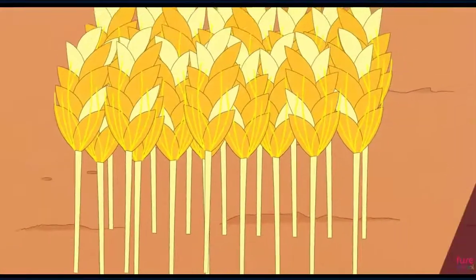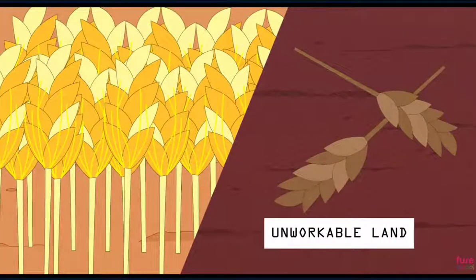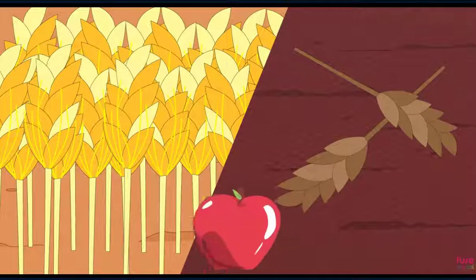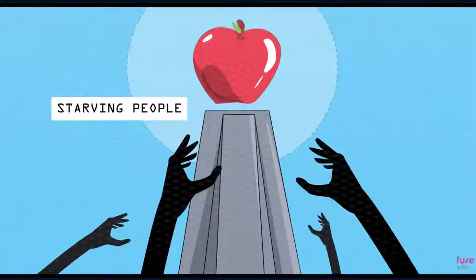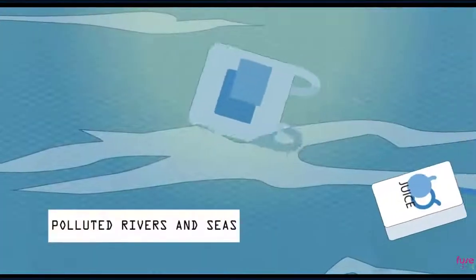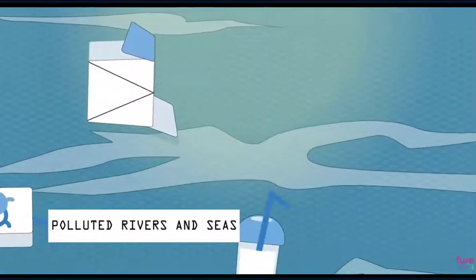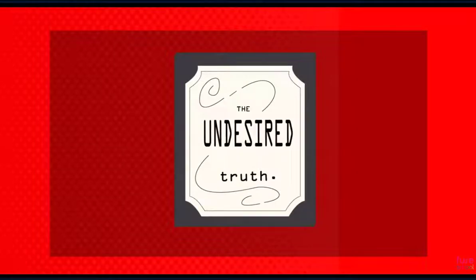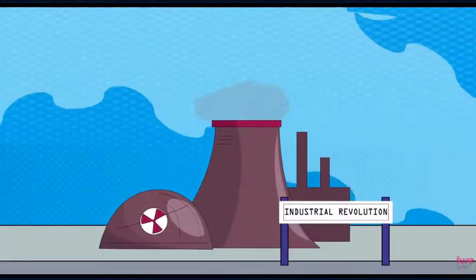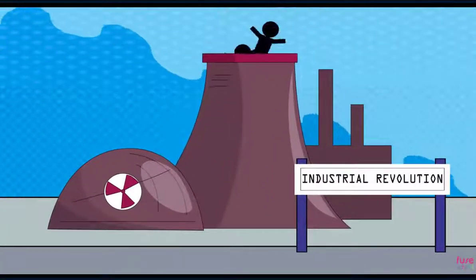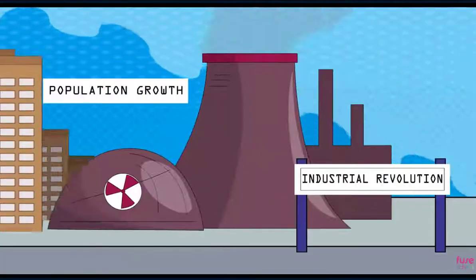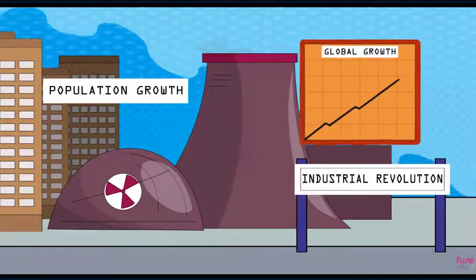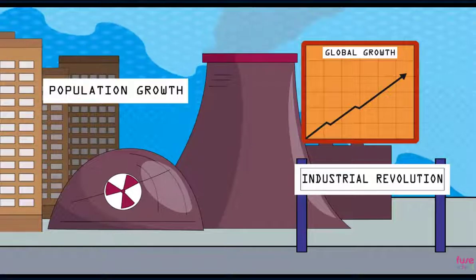Once fertile farmland has become unworkable as soil turns into dust. The number of people not getting enough food increases, rivers and seas are polluted, the provision of clean water an ever-increasing problem. This sounds like the plot of a dystopian novel, but it could end up being real. Since the Industrial Revolution in the late 19th century, the human population has exploded and is now growing at an exponential rate with no signs of slowing down.